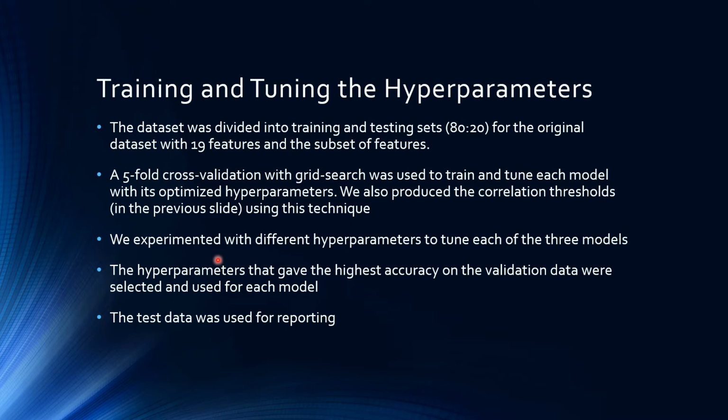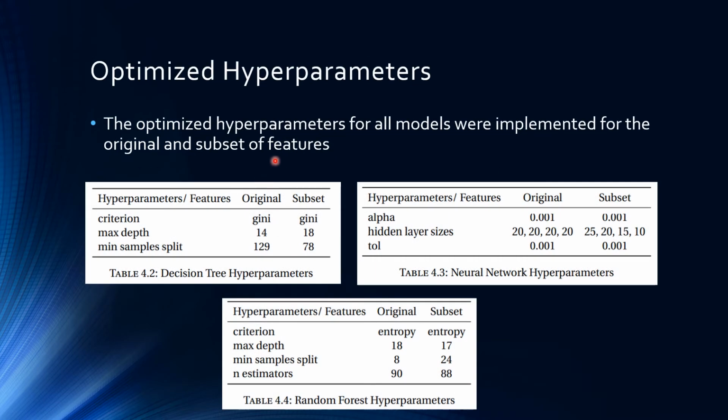We experimented with different hyperparameters to tune each of the 3 models, and the hyperparameters that gave the highest accuracy on the validation data was selected for each model. We then used the test data for reporting. The optimized hyperparameters for all models were implemented for both the original and the subset of features.